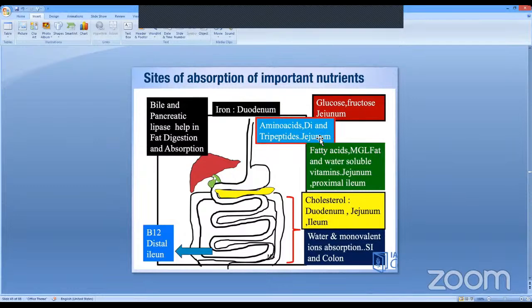If amino acid, dipeptide and tripeptide absorption is affected, definitely we can think that the jejunum is affected for some reason. If glucose and fructose absorption is affected, the jejunum will be affected. Fatty acids, triglycerides, water soluble vitamins, the jejunum and proximal part will be affected. Cholesterol will not be absorbed if there is some defect in the duodenum, jejunum and ileum. And water and monovalent ion absorption will be affected if the small intestine and colon are affected.